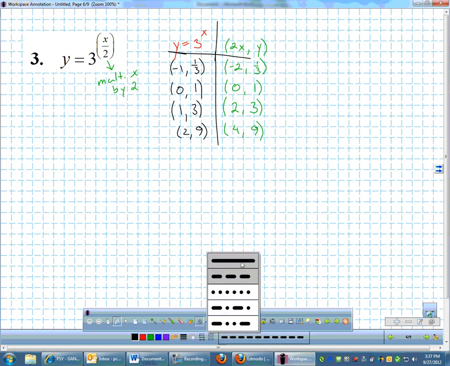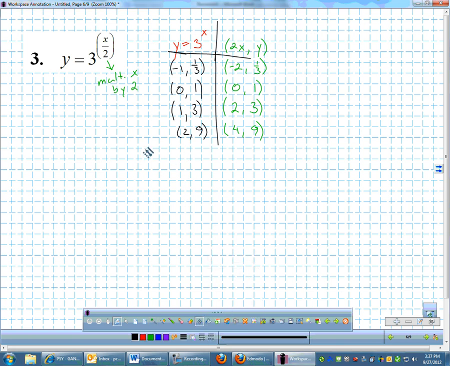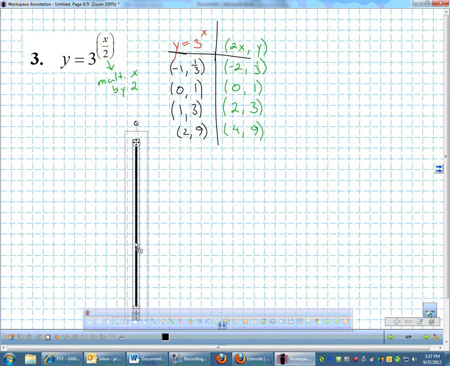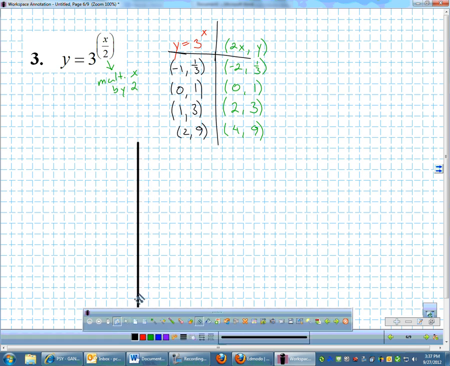There's no other shifting, nothing else going on. So I'm going to leave a good bit of room up high because I want to try to hit that 4, 9 point. Move that over a little bit. Let's see. X-axis, and that is a horizontal asymptote. So let's draw in the horizontal asymptote. And start plotting the points.